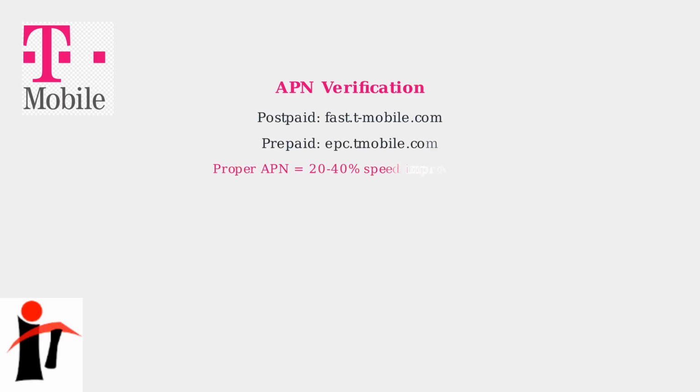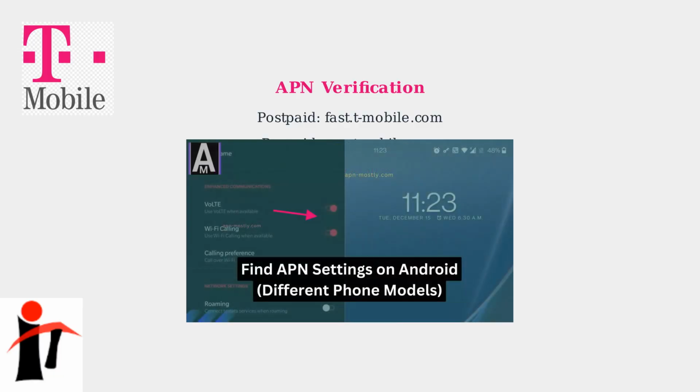The first step in optimizing your T-Mobile network settings is verifying your access point name, or APN configuration. Your APN acts as the gateway between your device and T-Mobile's network. Here's how to find your APN settings on Android devices. The exact path may vary between phone models, but you'll typically find it under Mobile Networks or Cellular settings.